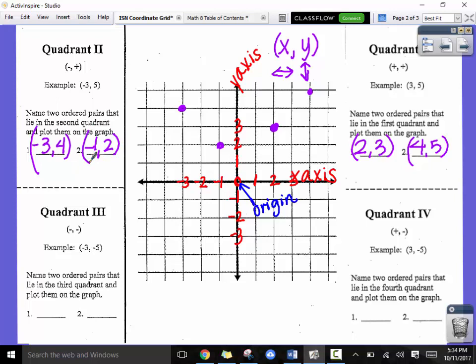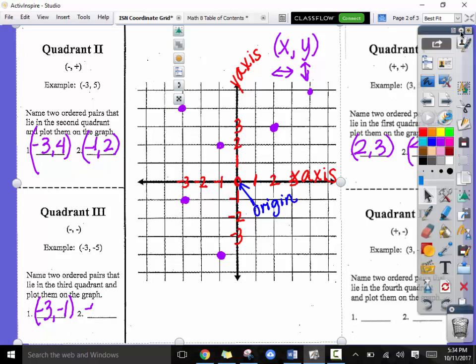Quadrant 3 is negative, negative. So you go over negative and then you go down. So (-3, -1) is right there. (-3, -1). And another one would be (-1, -4), -1, -4.